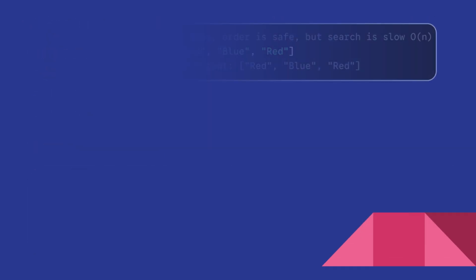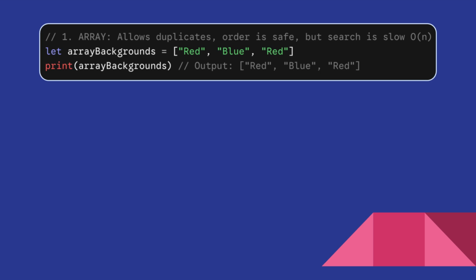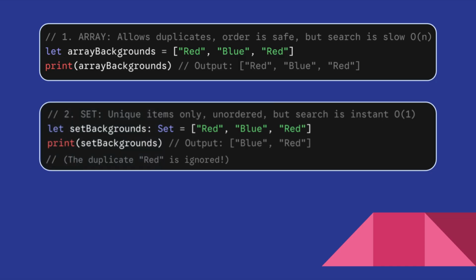Let's look at how this works in actual code. First, notice the array representation. It safely maintains the order, but it allows duplicates, so printing it keeps both instances of the string "red". Now look at the set representation below it. When we initialize it with the exact same values, Swift automatically drops the duplicate "red" and stores the rest completely unordered. This brings us to the big performance win at the bottom.